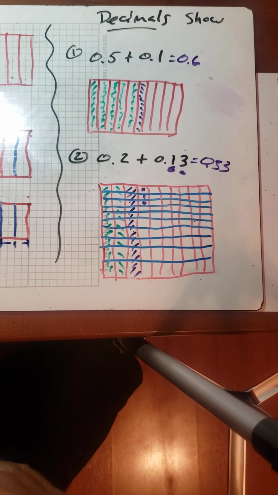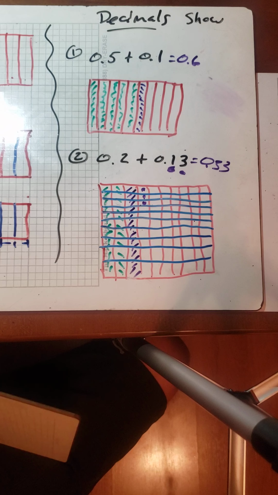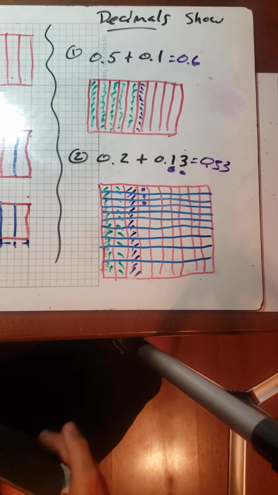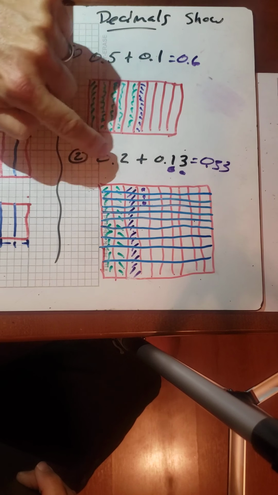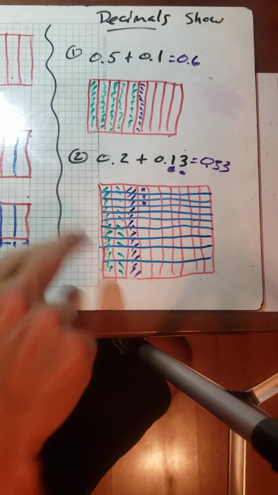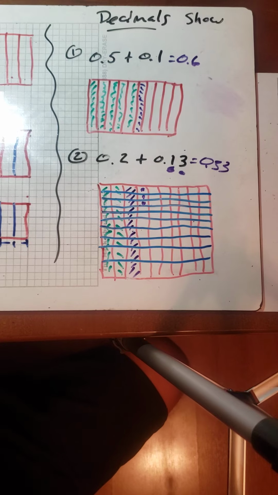Okay, so the only time for decimals that I need to draw horizontal lines is if these two are not the same size. All right, so if they're all tenths or they're all hundredths, then I have to draw the horizontals. I have to be able to get 100 shapes in there. Okay, so let's take a look at this one.